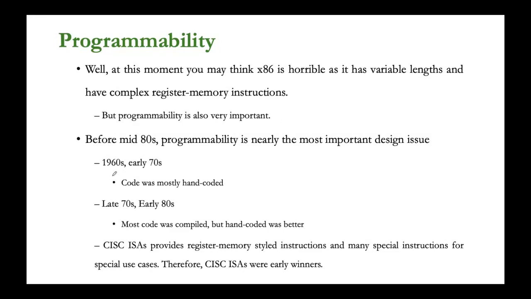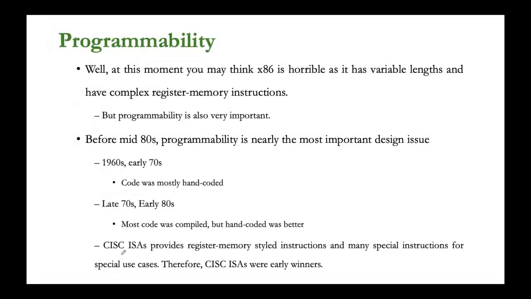instruction set architecture. In the 1960s to early 70s, the code was mostly hand coded, but later from the 70s to early 80s, most code was compiled. That means software was developed to translate the high level language into machine level language, but hand coded was better compared to this compiled one.